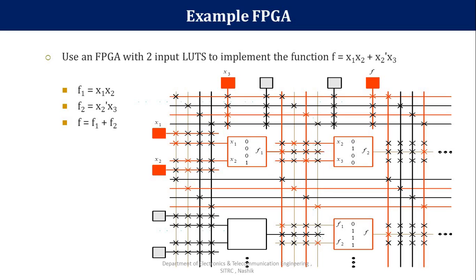Here f1 is implemented on the configurable logic block 1. And the truth table is made by using this, which is 0001, which is a simple AND gate truth table. And second, x2 bar and x3, again if we prepare the truth table, it is loaded on the RAM cell, that is 0100. And the red color connections show the connections made between the inputs and outputs of these particular blocks.